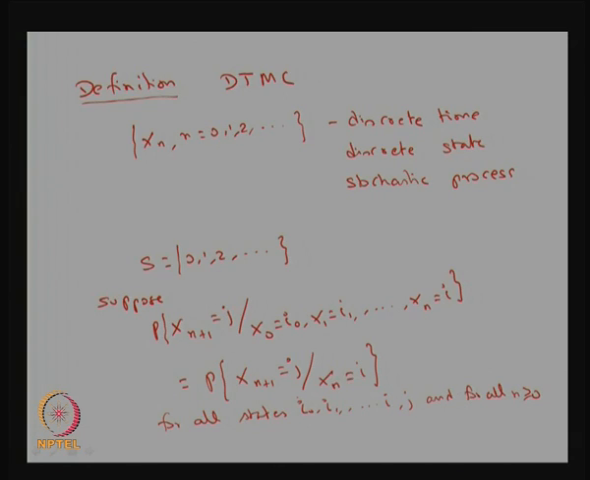If this property is satisfied for all states i_0, i_1, i, j, as well as for all n greater than or equal to 0, then this stochastic process, a discrete time discrete state stochastic process, is known as a discrete time Markov chain. This is the Markov property, satisfied by all the states and all the random variables. Any stochastic process satisfying it is called a Markov process, and since the time space and the parameter space are discrete, it is called a discrete time Markov chain.